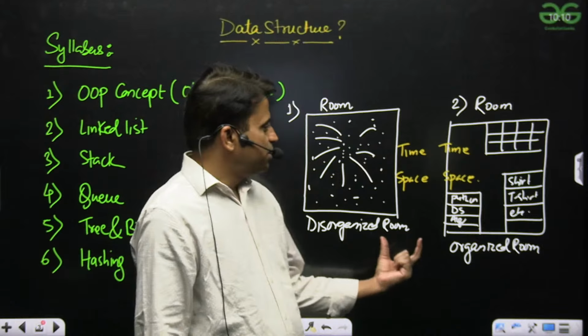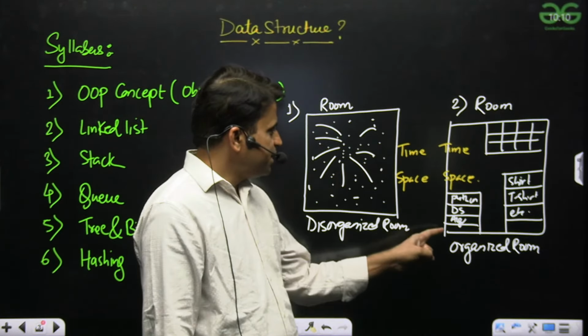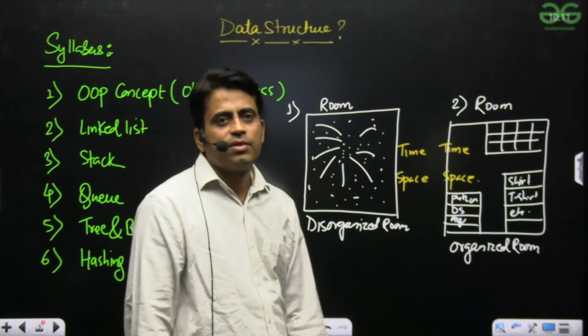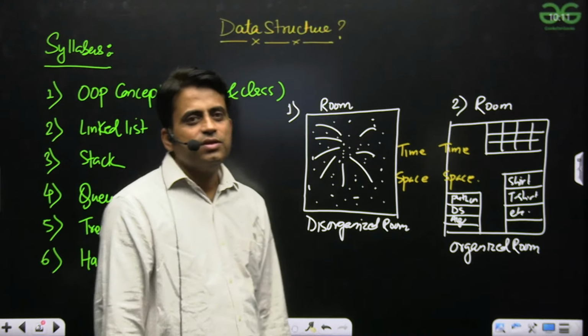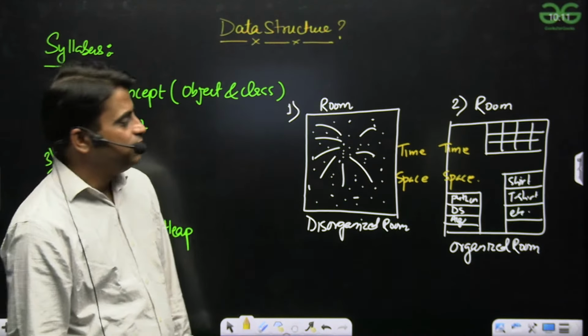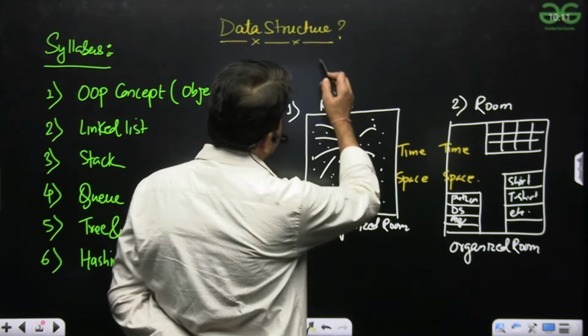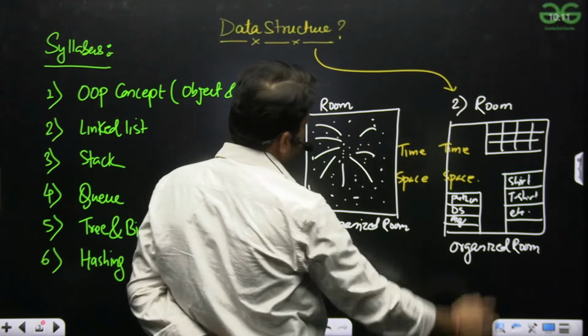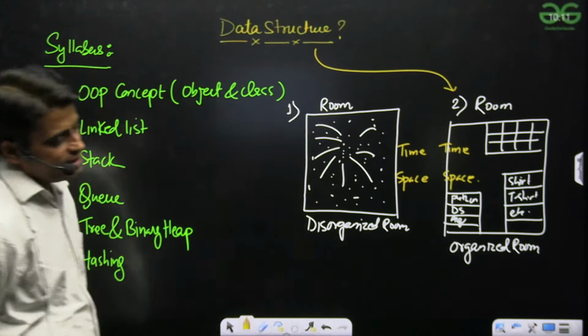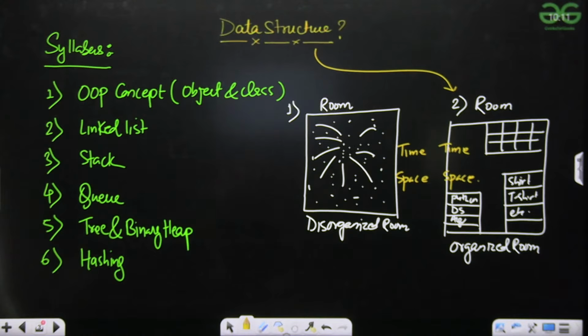Yes, which one is the better thing, students? Second scenario or first scenario? The second is good, right? Because this is an organized room, so that's the data structure. So data structure is nothing but this. What is data structure? Dear students, data structure is a way of organizing and storing data in a computer so that it can be accessed and used efficiently.